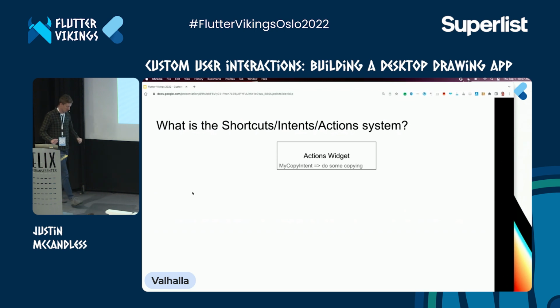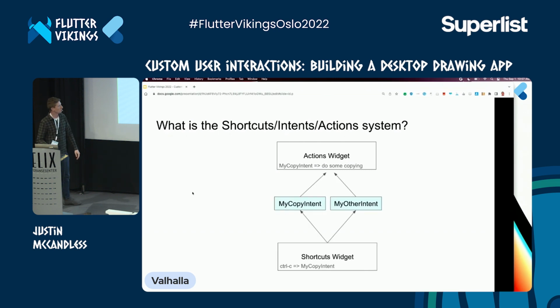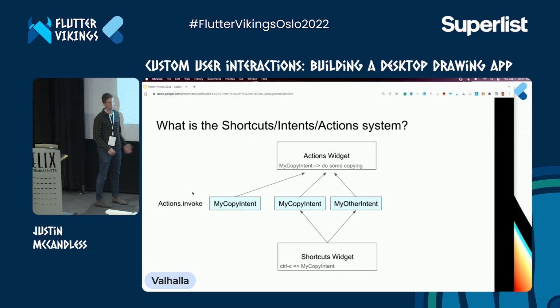In shortcuts, intents, actions, we have an actions widget, and that doesn't map keys to callbacks. It maps intents to callbacks. So for copy, it might map my copy intent to the code that does copying. But then the shortcuts widget maps the keys to the intent. So that's the layer of indirection that we have here with the intents in between. Rather than going directly from keys to callbacks, we go keys to intents to callbacks. And just for the record, we also have actions.invoke, which I can call programmatically with my own intents. So I don't always have to use a mapping of keyboard shortcuts. I can also use the system with tapping or any other user interaction, or really anything.